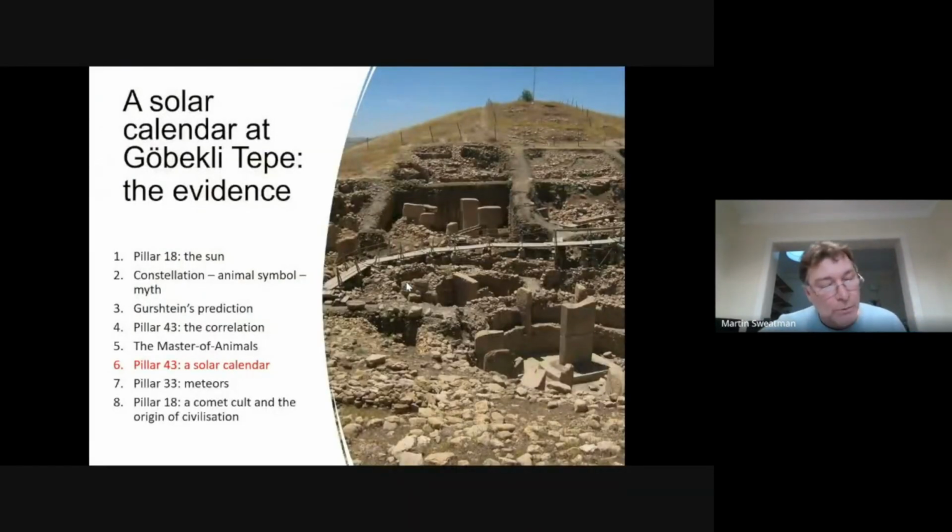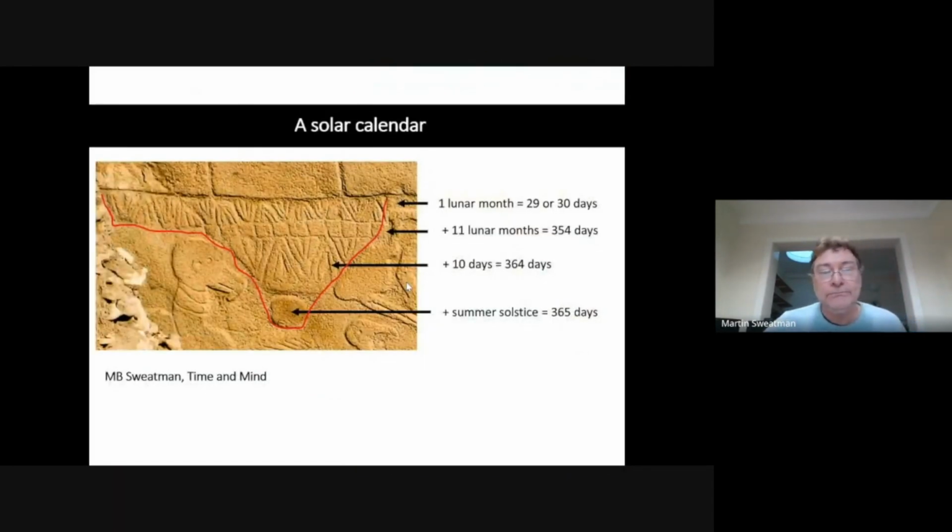Okay, so now we are in a position to discuss the possibility of a solar calendar on Pillar 43. So how does that work? Let's take a look at these geometric symbols here above the disk, which we think is the sun. You'll see this top row of V symbols, and if you count them carefully, you'll see that there are 14 double Vs with alternating vertical orientation, with a single V at the end, just here.